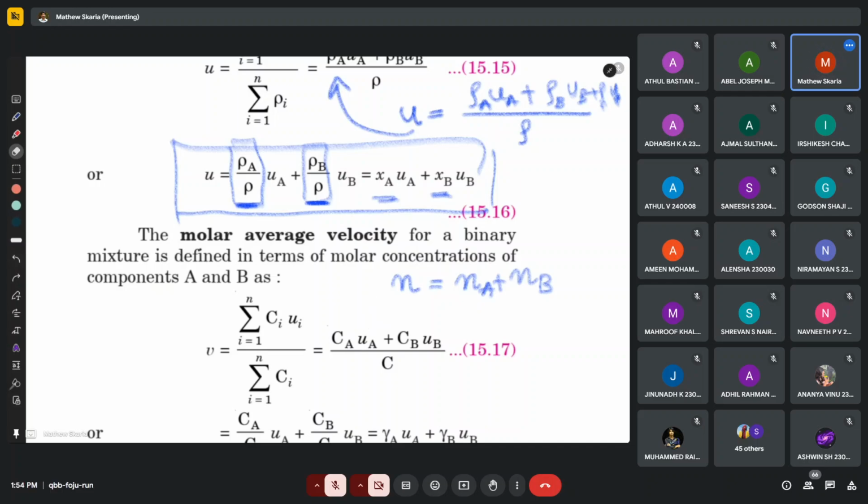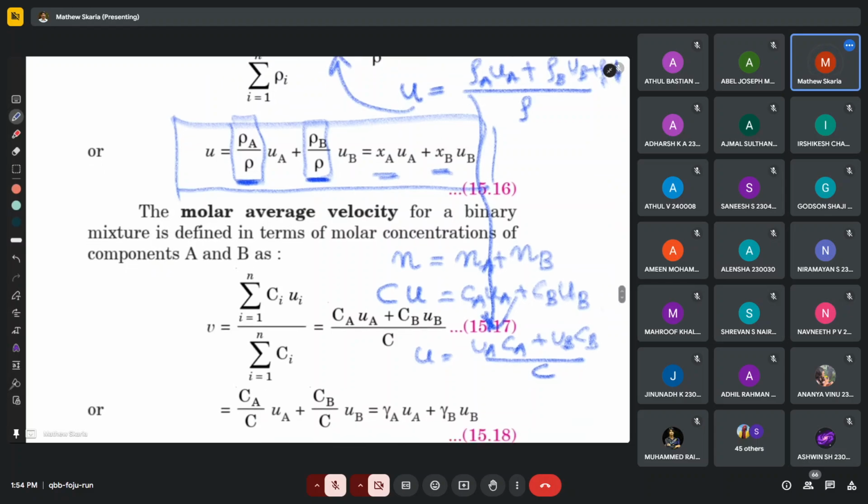So the concentration of mixture into U is equal to nA plus nB, that is CA into UA plus CB into UB. So U is equal to UA CA plus UB CB divided by C. Okay, in place of rho, we just replace it with concentration here.